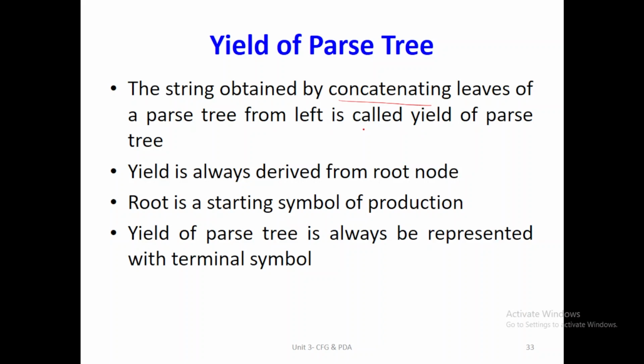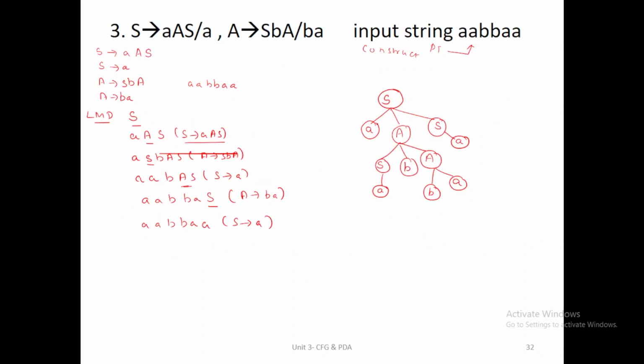So if you concatenate the string from left to right of the leaf nodes, that is called the yield of a parse tree. So consider the previous example. Here is a leaf node. This is a leaf node. This is a leaf node. This one is a leaf node. This one is a leaf node. This one is a leaf node. So I want to merge the leaf nodes from left to right.